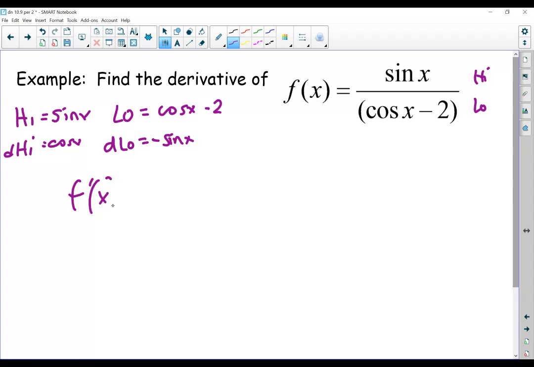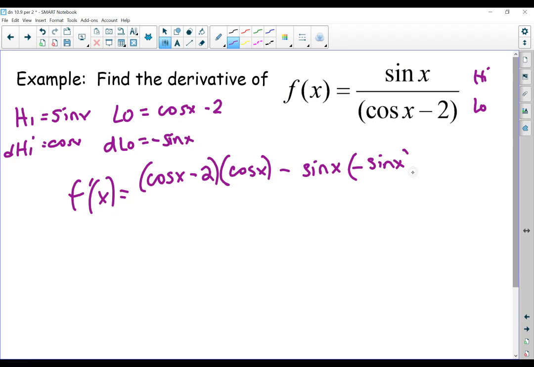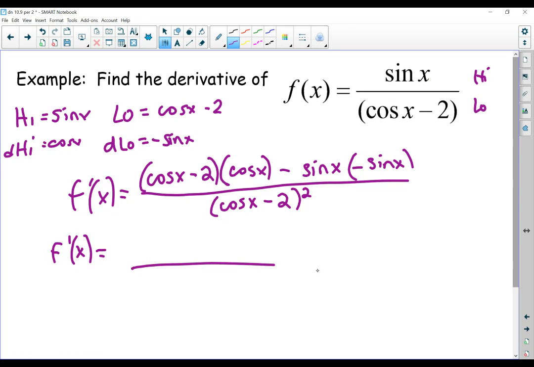So now I'm going to put it together. Low, d high, minus high, d low, all over low, low. Okay, now that is really unclean. The only thing I want to show you is that although on a free response you may leave this answer, on a multiple choice you will not see that answer choice. So I'm going to clean this one up for us just so we can see it.